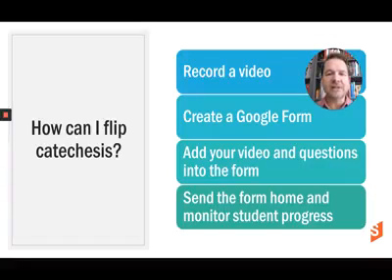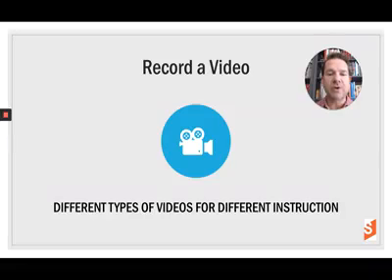So let's take a look at the steps of flipping catechesis. First, you'll record a video. Then you'll create a Google form. You'll add your video and questions into the form, and then you'll send the form home and monitor student progress. So let's talk about recording videos.